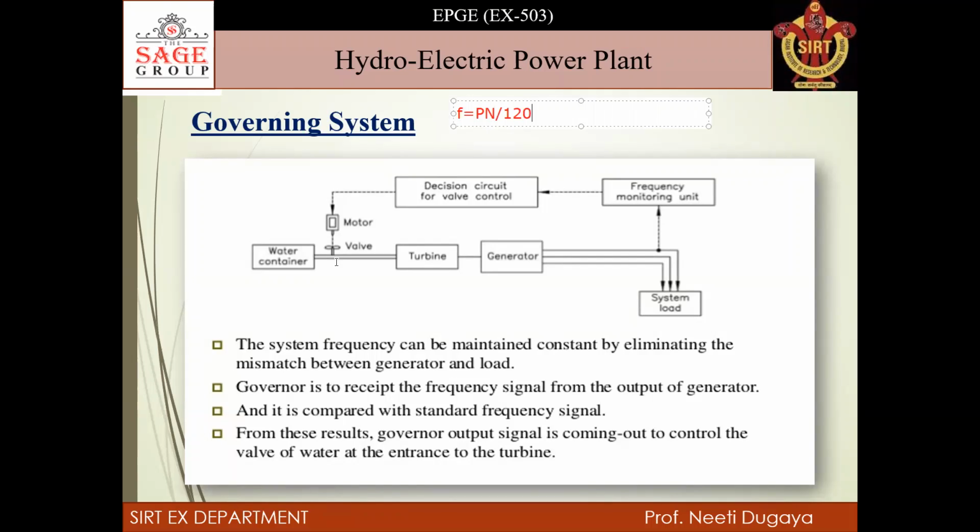So if we have to maintain the frequency or alter the frequency, we can change it by making changes in the speed of turbine, right? Speed of turbine or speed of generator. So this is the formula here, and with the help of this formula, we can make the governing system instrumental, right? So let's move to the next slide.